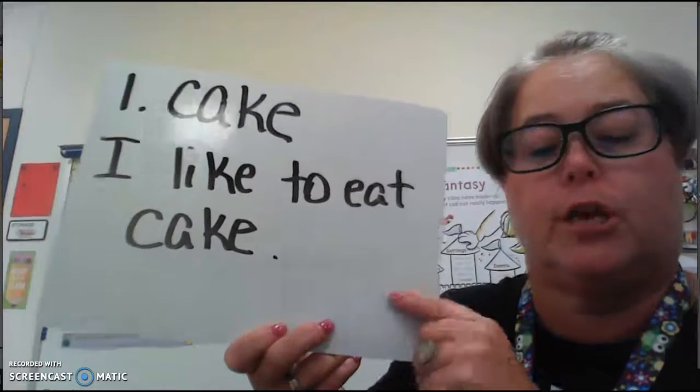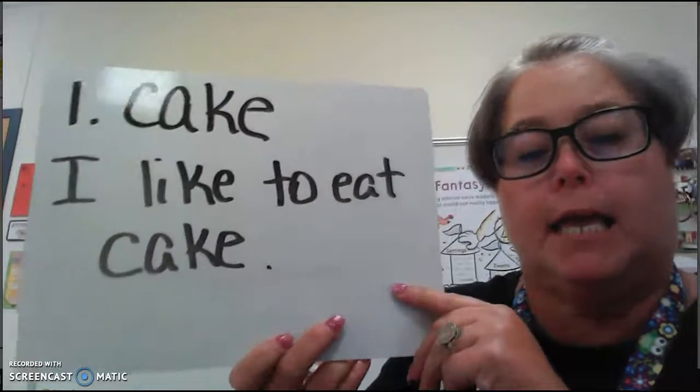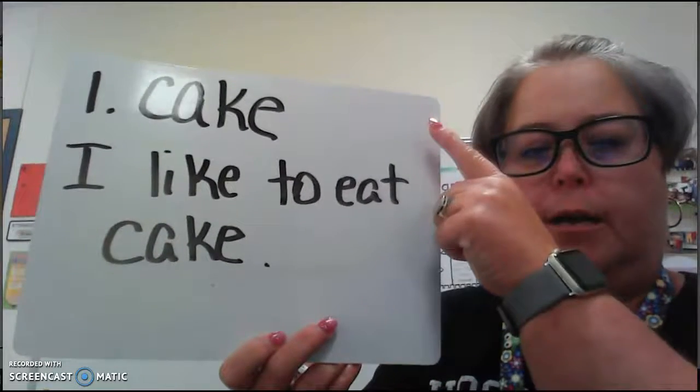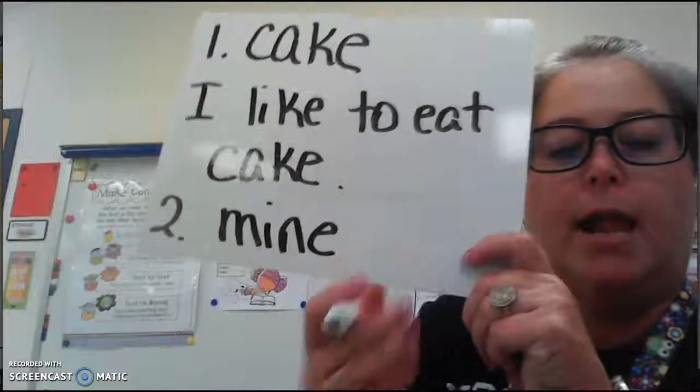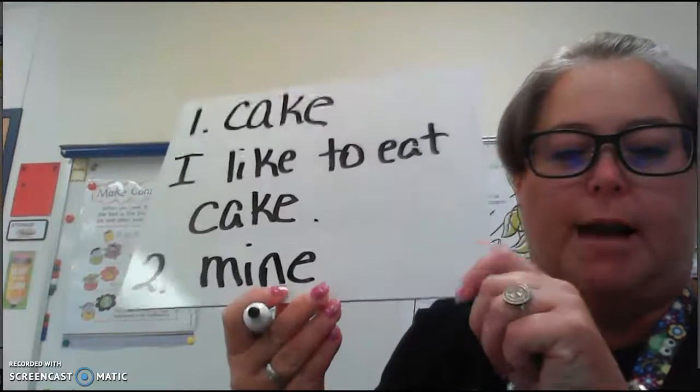You're going to do this for each one of your spelling words. In your journal, you're going to put number 1, the spelling word cake, and then a sentence. Then you'll put number 2. The next spelling word is mine. And then you'll write a sentence using the word mine.